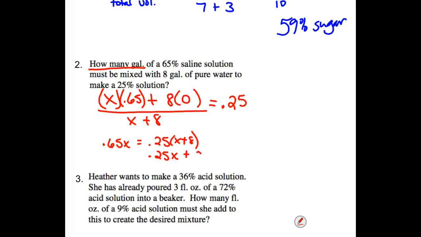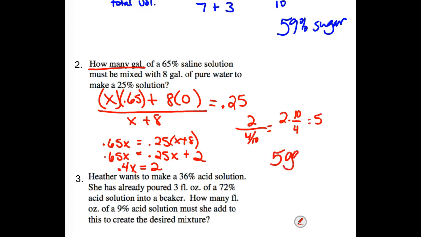8? 2? All right. Moving our x's to the other side, we have 4/10 left. 4/10 x equals 2. 2 divided by 4/10. What? It is 5, right? 2 divided by 4/10 is the same as 2 times 10/4. 20 divided by 4 is 5. So we need 5 gallons of the 65% solution to get the right concentration.